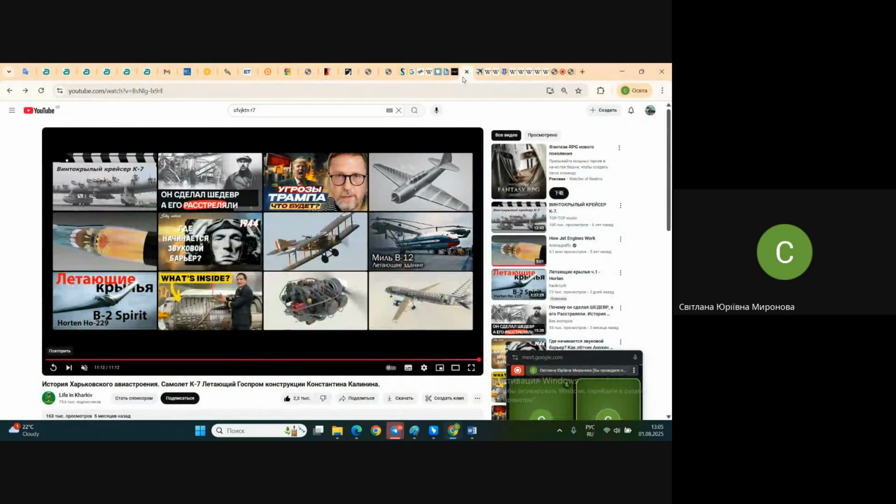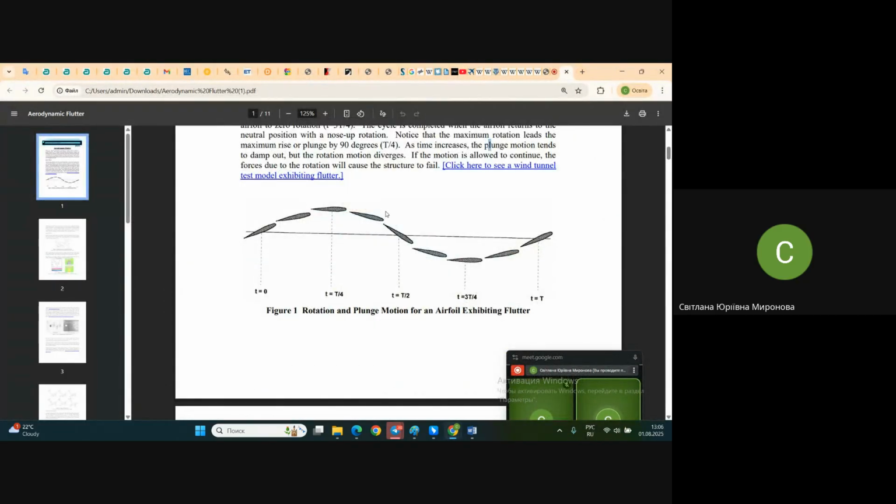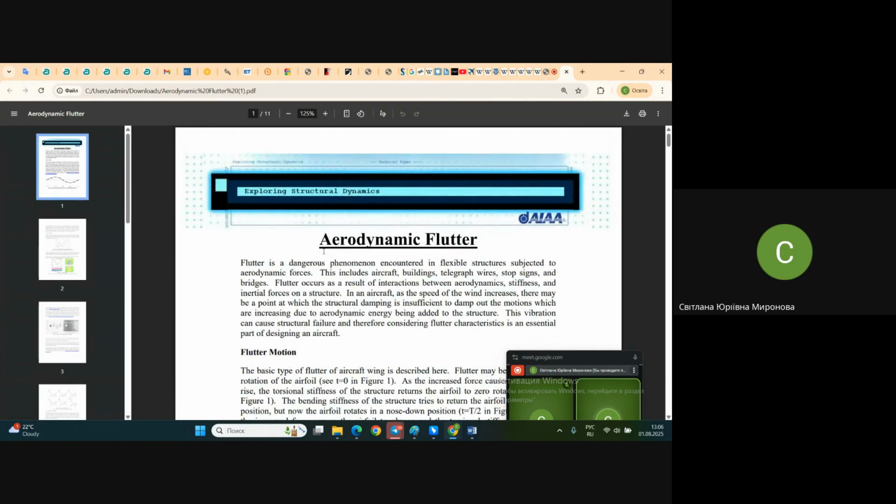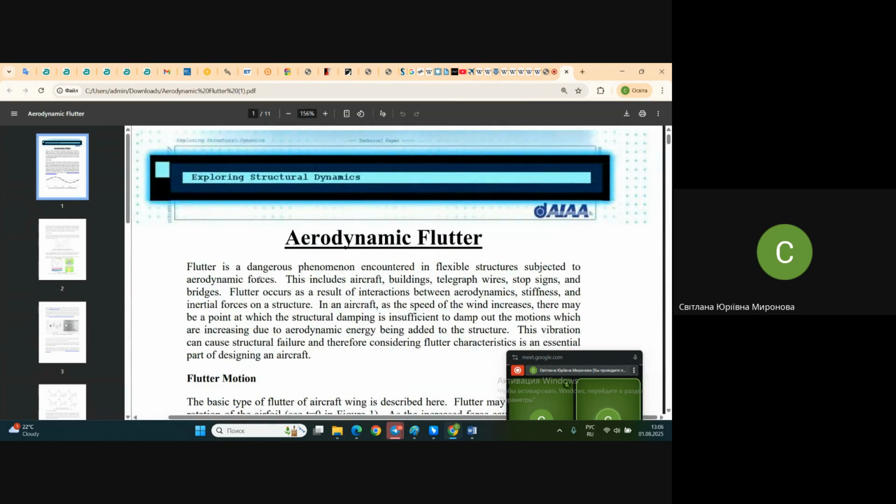Where is it? Here is this one, aerodynamical flutter. What you see here is the same bending torque motion of the tip of the wing, of one profile of the wing. And here is an explanation of what flutter is, what sort of phenomenon flutter is. But take a look, it says that flutter may be encountered in flexible structures, in non-stiff structures, subjected to aerodynamical forces like buildings, telegraph wires, stop signs, bridges, and so on.